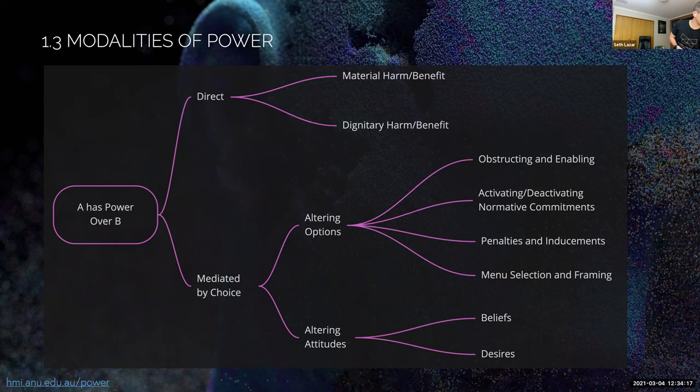Okay, then the next is to switch from shaping the options to shaping people's attitudes. And for this, I was talking about beliefs and desires. More generally, we can say beliefs are all doxastic attitudes, all the belief-like attitudes that we might have. And among desires, all evaluative attitudes. So that can be not just what you want, but what you think is right, what you think is good, what you think you ought to do.